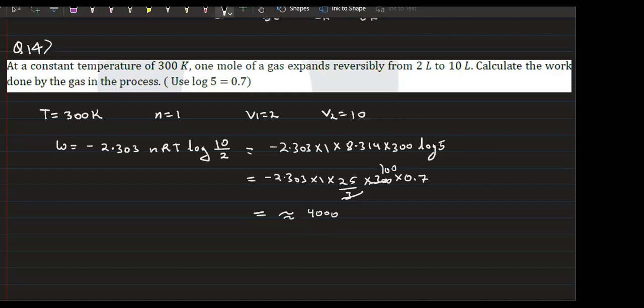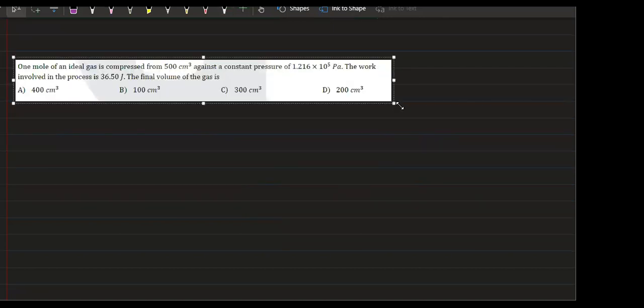Okay, so after question number 14, we have question number 16. Let's see question number 16. I hope everyone understood this. So we have question number 16 over here.